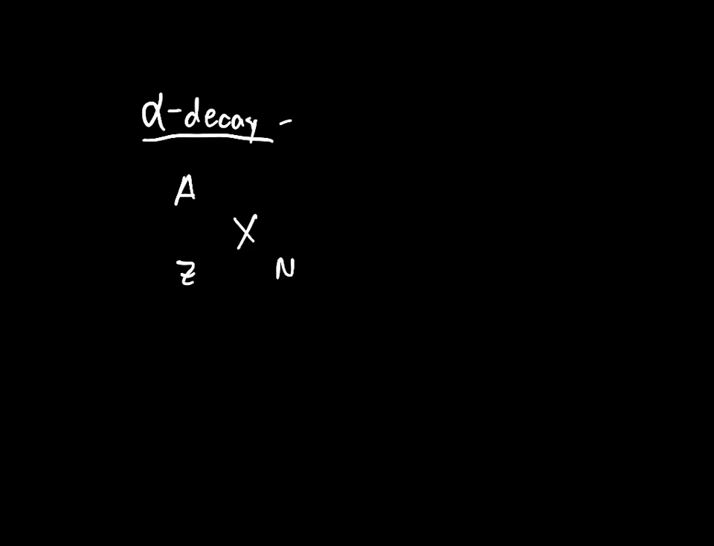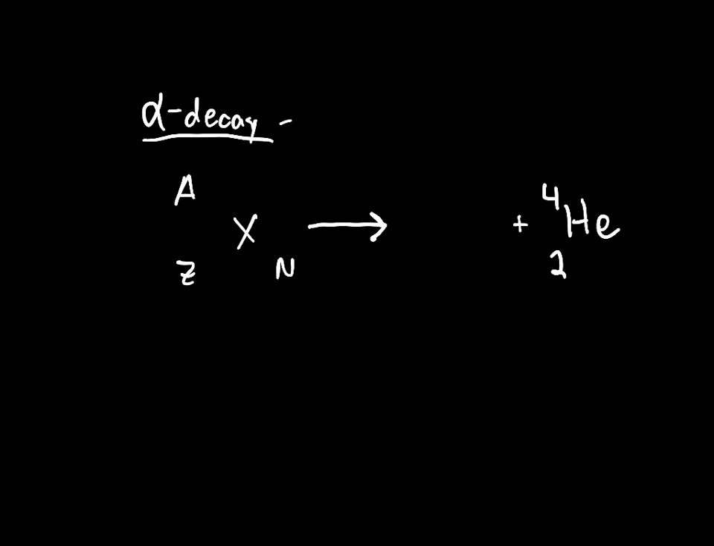If I'm doing alpha decay, it's spitting out a helium nucleus. So I know that I have a helium right there. What's the atomic number of helium? 2. What's the atomic mass of helium? Do you remember this? Helium has 2 protons and 2 neutrons. So what's its atomic mass? 4.